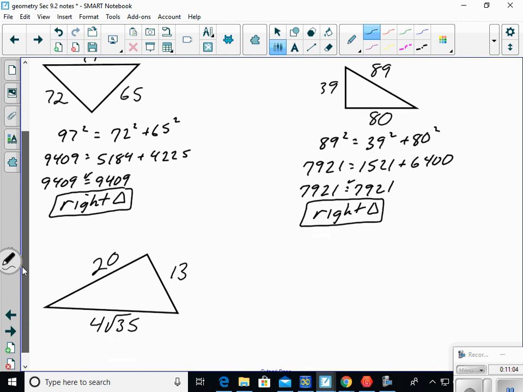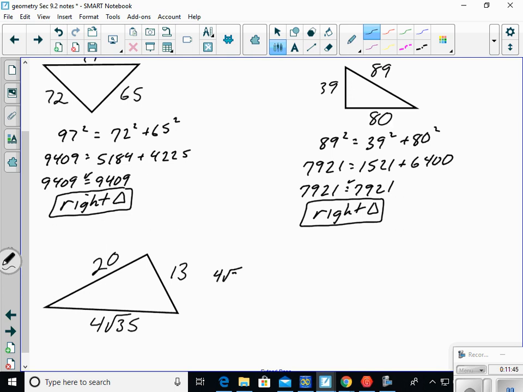Alright, so then last one here, we've got 20, 13, and 4√35. We have to figure out which one is the longest side. 20 is the longest side between these two, and the square root of 35 is almost 6, because the square root of 36 would be 6. So if I did 6 times 4, that would be 24, and so it's bigger than 20, and 5 times 4 is 20, so this would have to be the longest side. 4√35 is what I'm going to put in for my c.